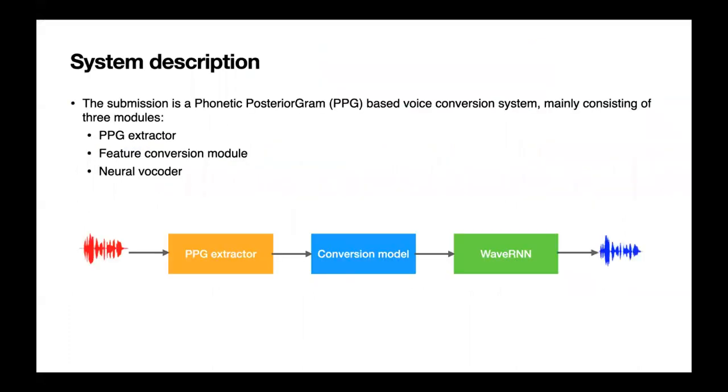Our submission is a PPG-based voice conversion system, mainly consisting of three modules: the PPG extractor, the feature conversion model, and the neural vocoder. Given a source speech, we first use the PPG extractor to extract the content information. Then the conversion model is used to transfer the content information into target acoustic features. Finally, the target speech will be generated by the neural vocoder.